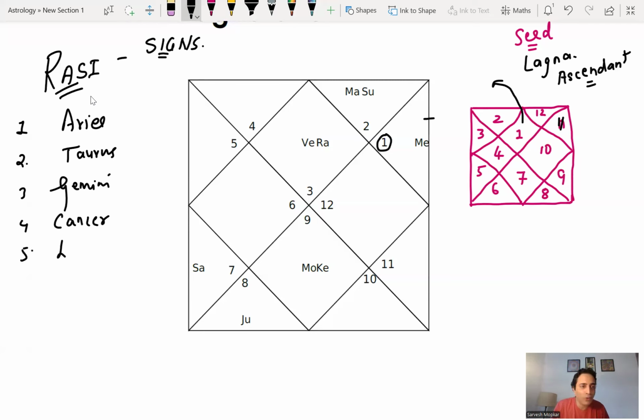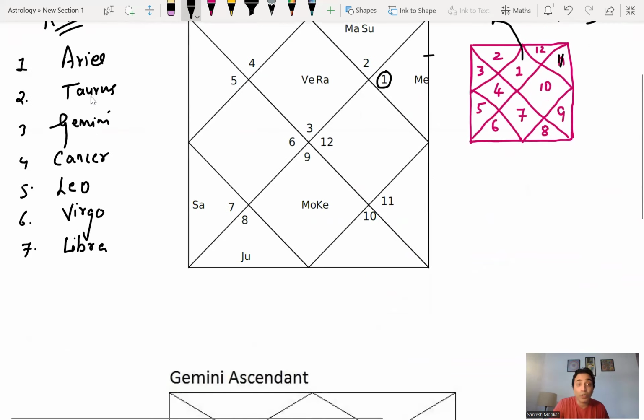The fifth is Leo, Singh Rashi. Sixth one is your Virgo, Kanya Rashi. Also, in your local language, these names have different alternatives. Okay, but I'm just mentioning the Sanskrit names. Seventh is Libra, also called Tula Rashi. Tula Rashi, all right? Eighth is Scorpio.